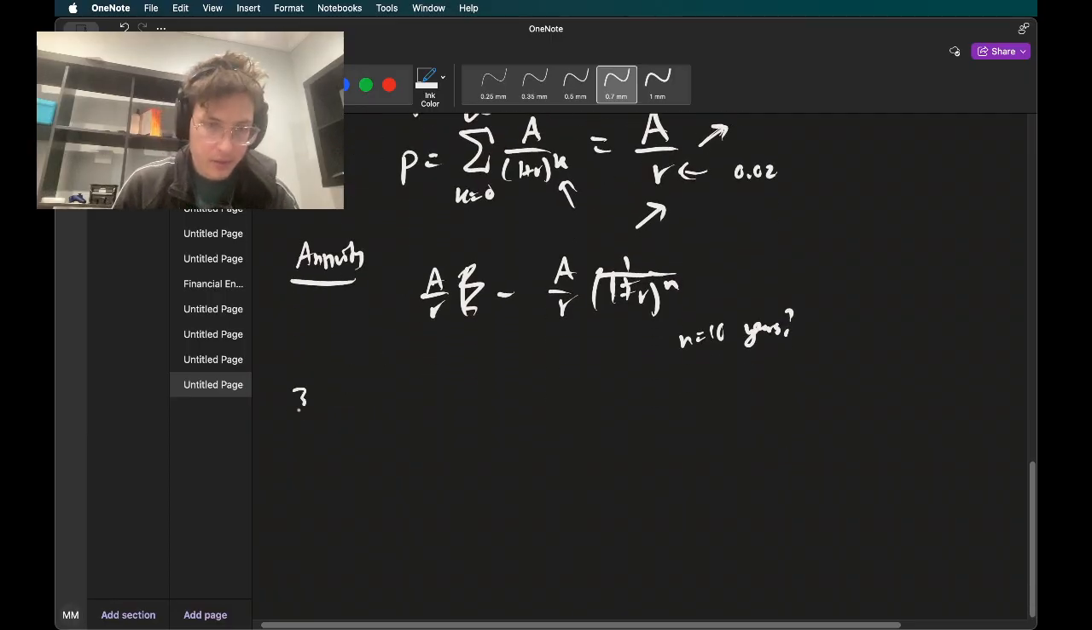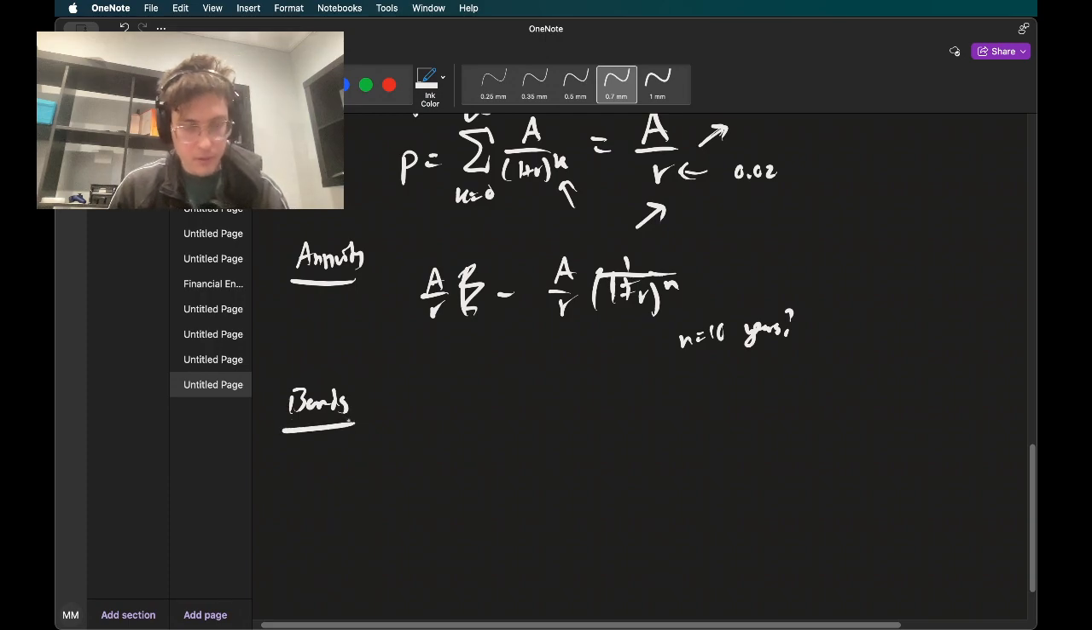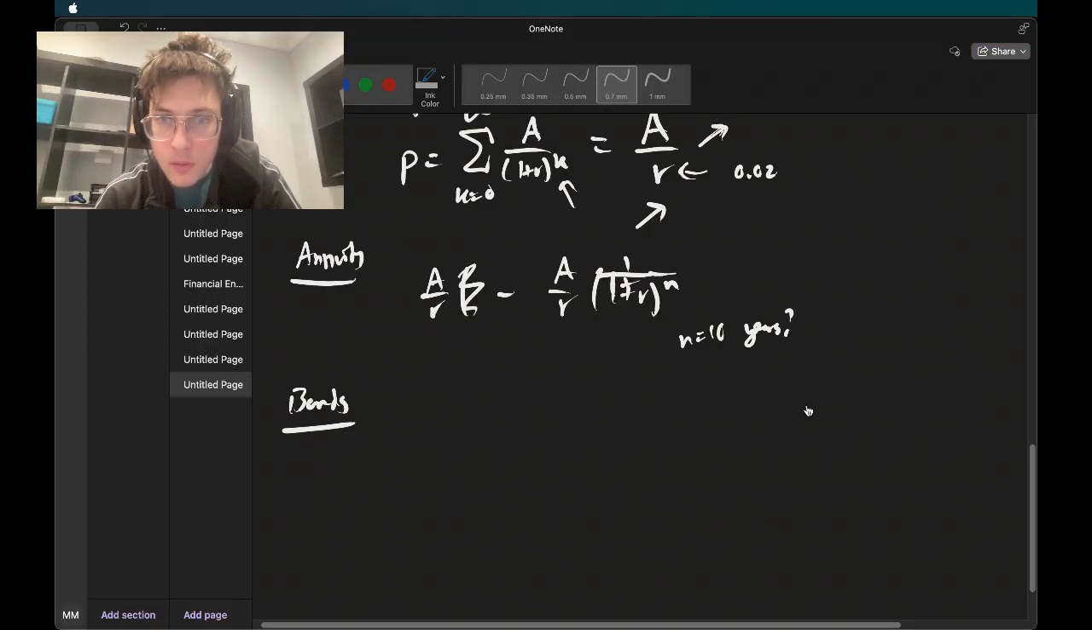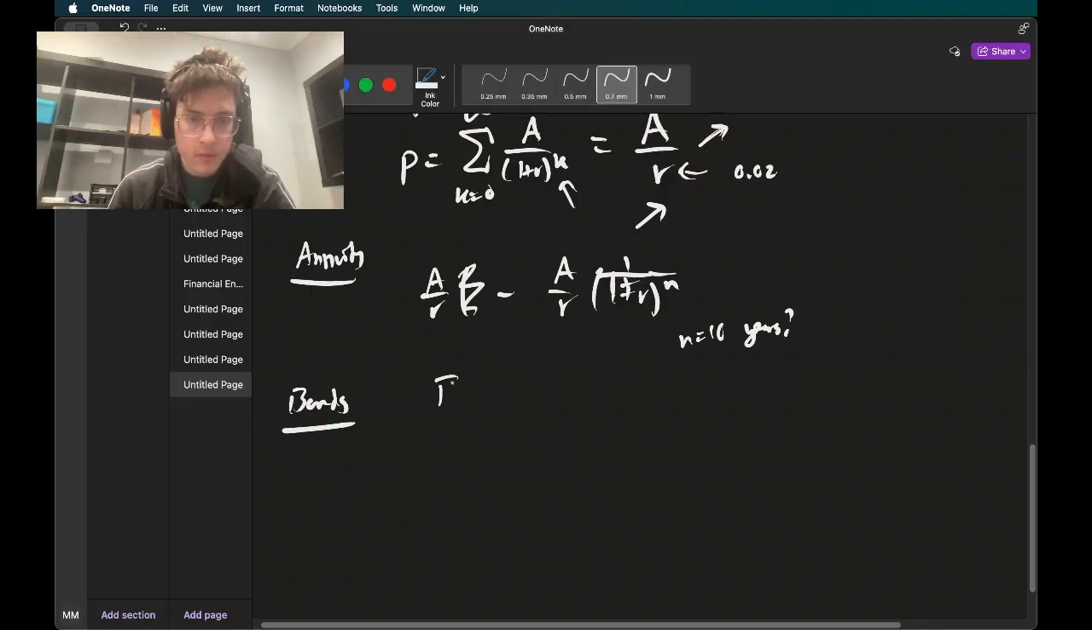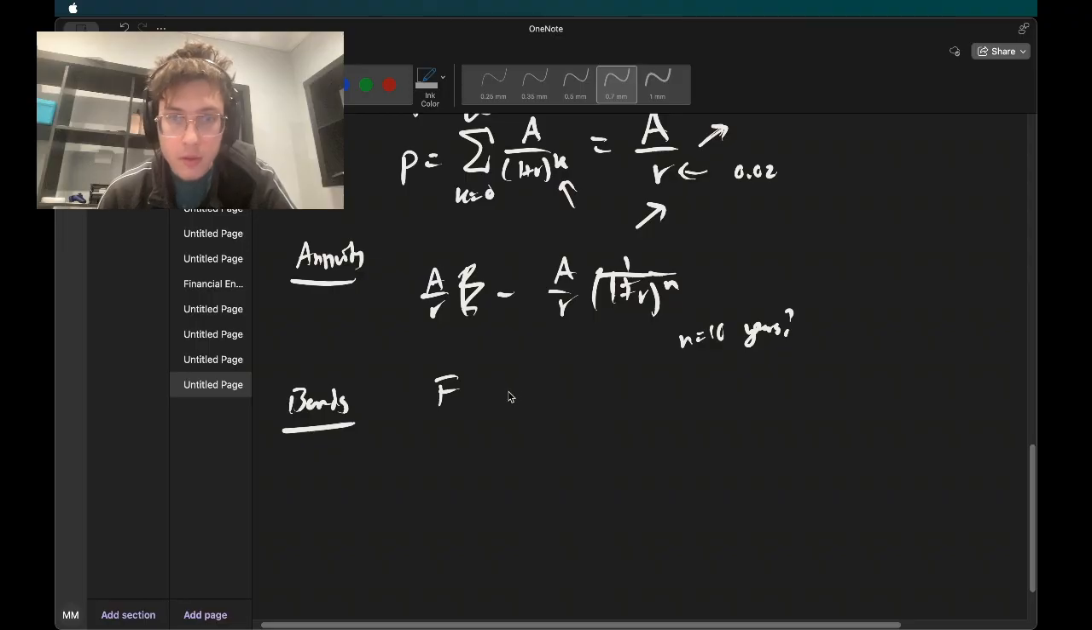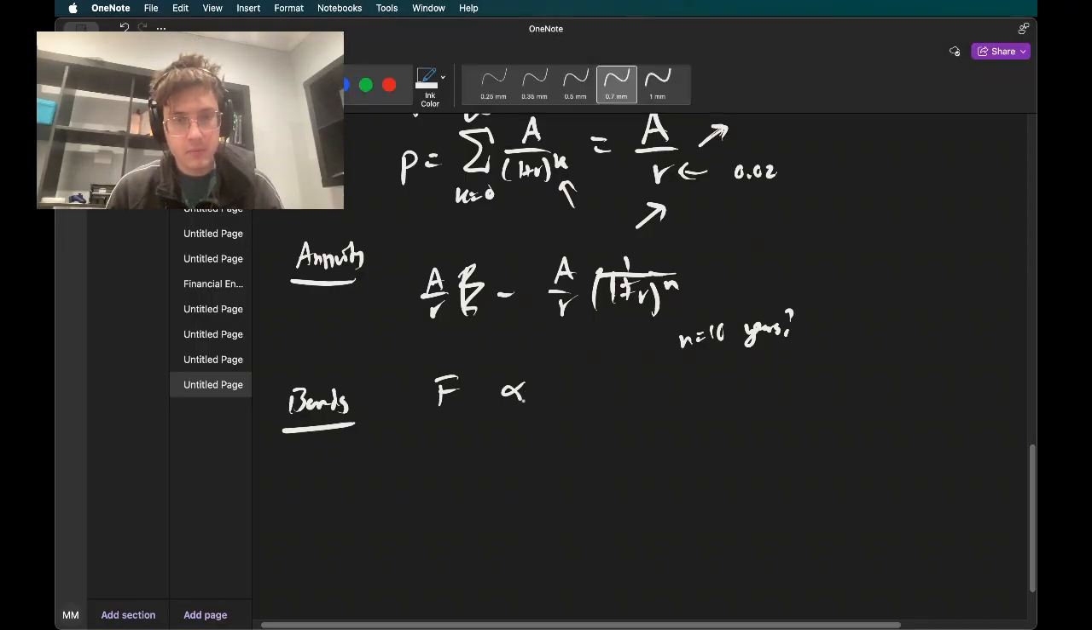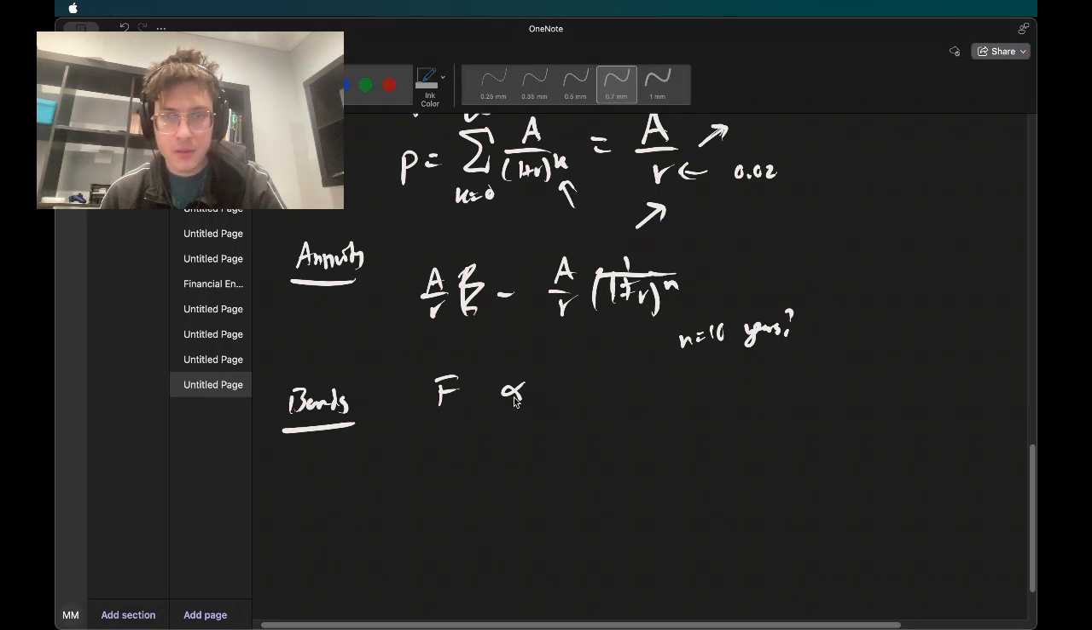Then finally there is a part on bonds. So what is a bond? A bond has some value, the face value F, and then a coupon rate. A bond gives you regularly priced intervals, let's say you get $100 every so often, and then after however many years, you get the full face value of the bond.